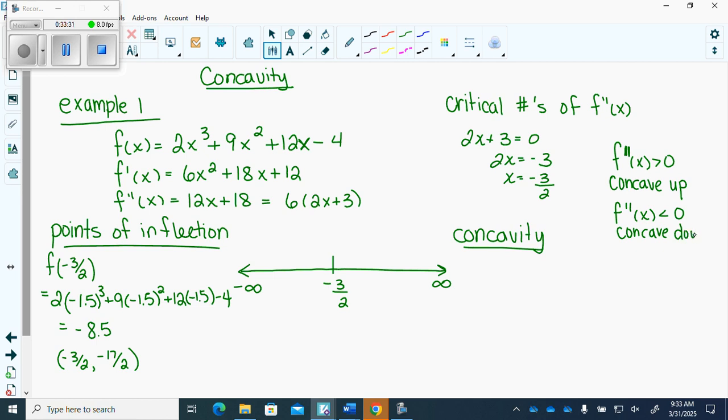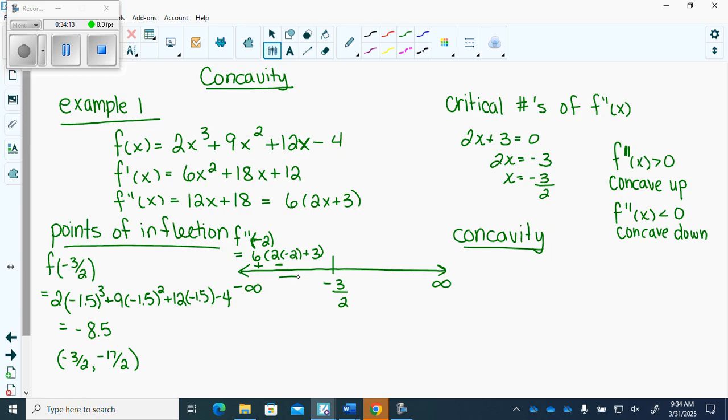So we're not going to run test points on the first derivative if they ask me for concavity, right? If they ask for concavity, I'm going to run right to the second derivative and do it. So I need to pick something less than negative 1.5. So I'm going to pick negative 2. So f double prime of negative 2 equals 6 bracket 2 times negative 2 plus 3. So the 6 is a positive. 2 times negative 2 is negative 4 plus 3 is a negative. What's a positive times a negative? A negative. So what's happening here?